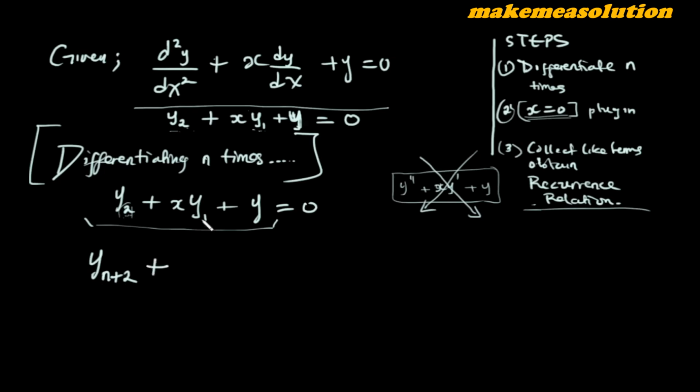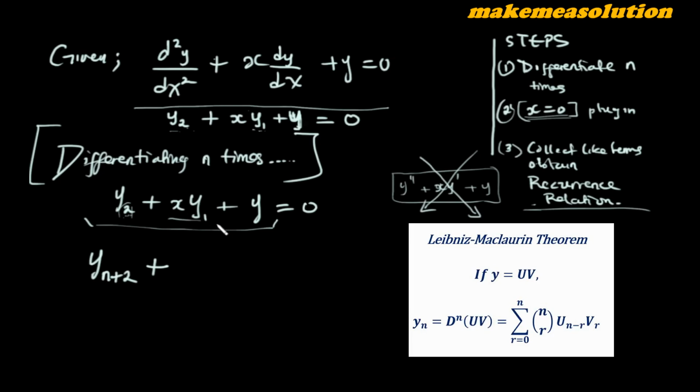Then plus. Now we come to this one. We're going to apply the Leibniz-Maclaurin. Anytime you see a product of some function of x and some function of y, or your derivatives, you need to use the Leibniz-Maclaurin. Which one are you going to use as your u? Which one are you going to use as your v? I'm going to use this one as my u because I can readily obtain the nth derivative. The nth derivative of this one will be y n plus 1. So this is my u and this is my v.